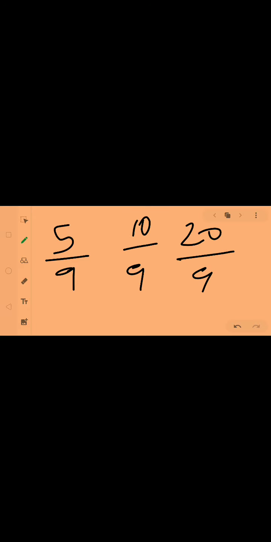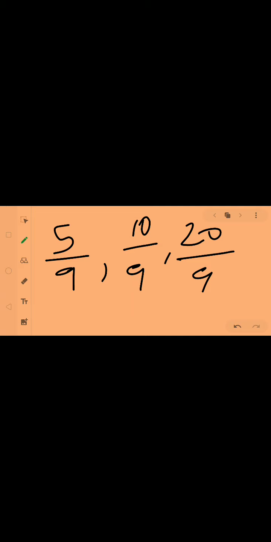Before we start this session, let's refresh. Before this topic, we learned about comparison of like fractions. So what are like fractions? We learned in the previous session. Like fractions are those fractions which have the same denominators. For example, 5 by 9, 10 by 9, 20 by 9. Look at the denominators of these fractions. Fractions having the same denominators are called like fractions.